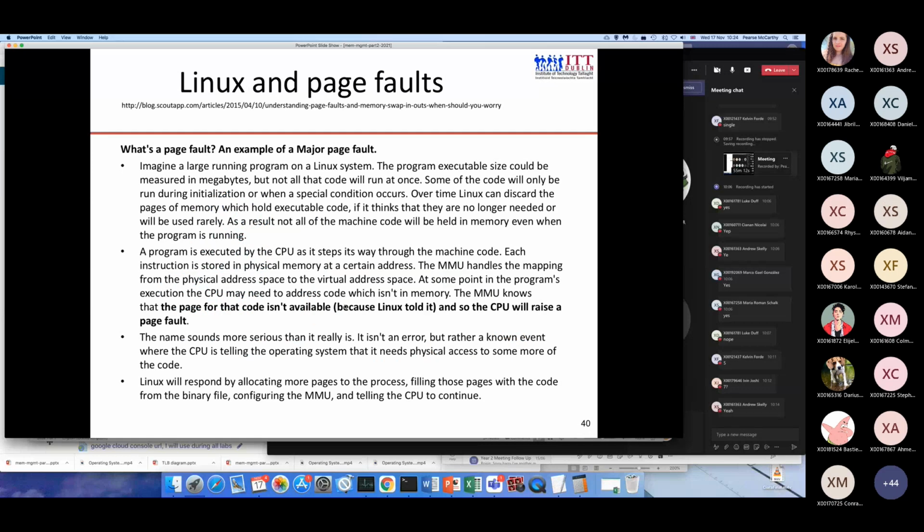Linux and page faults. Okay, so I think there isn't much here other than you can read them and get a good example. What's a page fault? An example of a page fault. Okay, it's exactly what I said. All right, fine. I'm not going to read that. You can read it. It's the exact same thing that I've just been talking about.